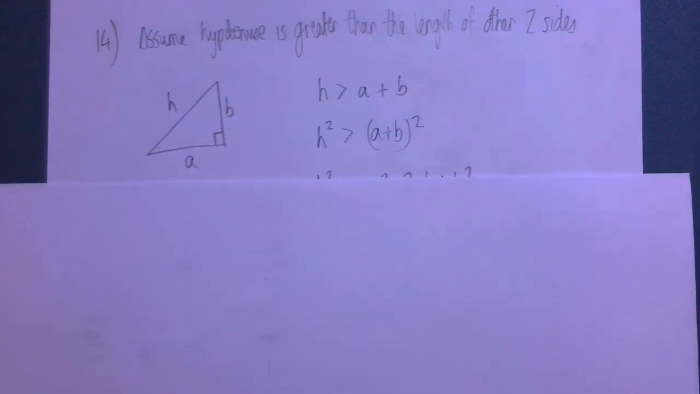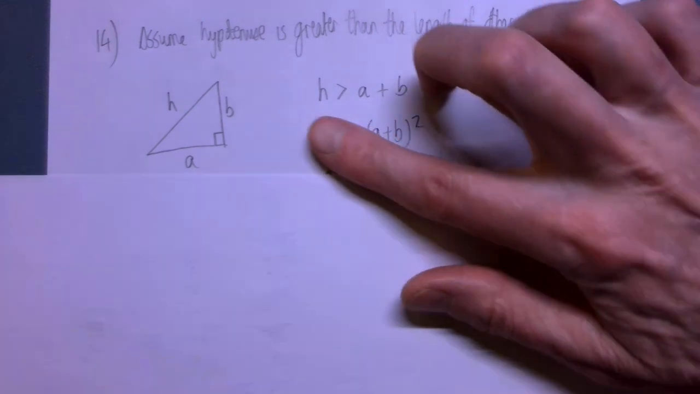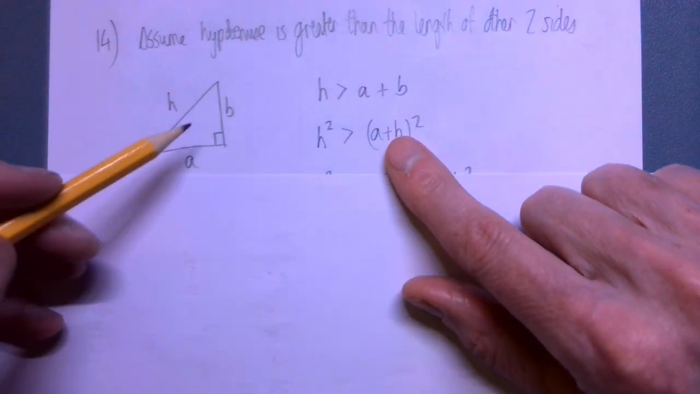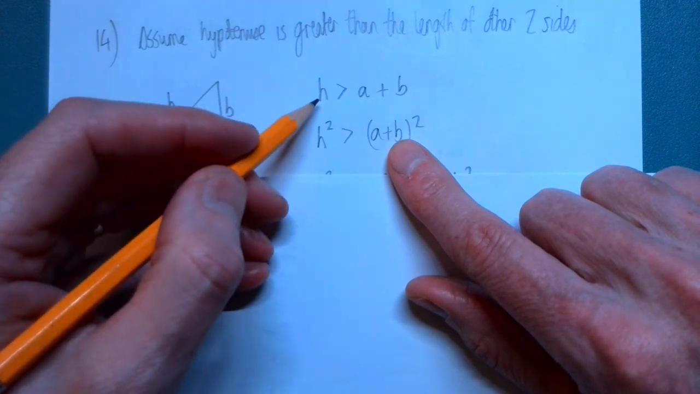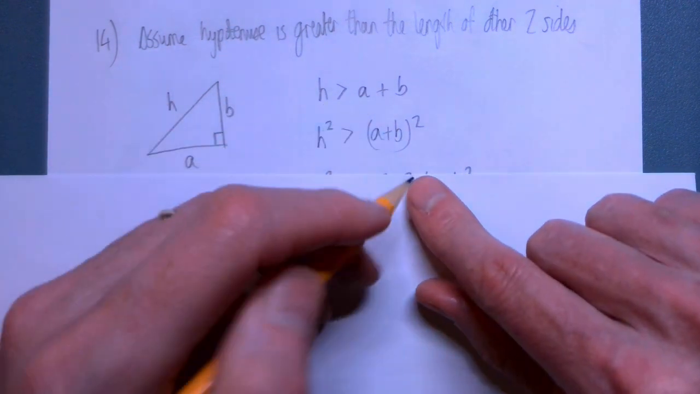Okay, and here is question 14. We're asked to use proof by contradiction to prove that the hypotenuse is less than the sum of the other two sides. So we start by assuming the opposite. Assume the hypotenuse is greater than the length of the other two sides. We're hoping to prove this can't be true. So let's set up some definitions. I decided to just draw a little picture to show that I'm calling the other two sides A and B and the hypotenuse H, and we're assuming that H is greater than A plus B.